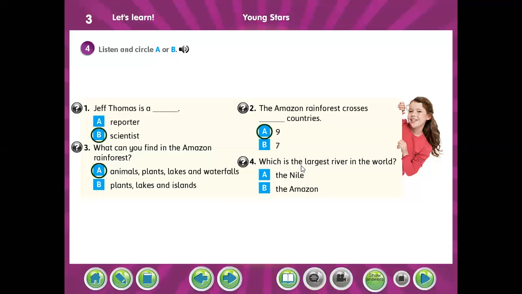Which is the largest river in the world? David, the Amazon. Very good, the Amazon. Remember, Amazon is the largest, the biggest. The Nile is the longest, okay? The longest. Okay, completing your books, please. And to finish, we are going to work in activity 5, okay?